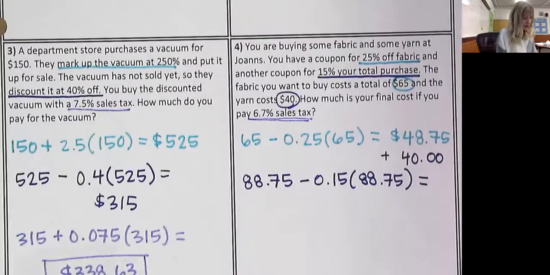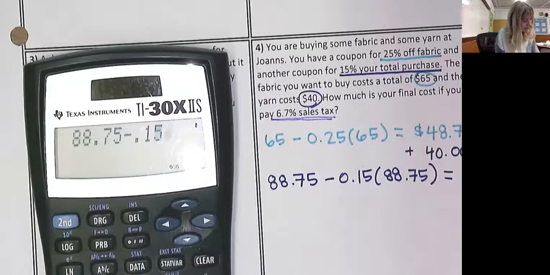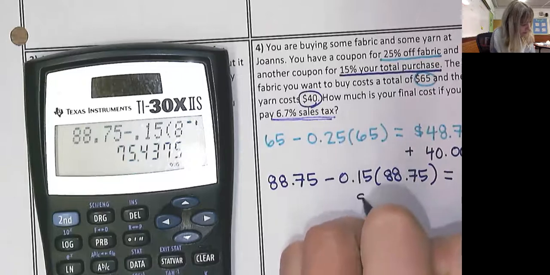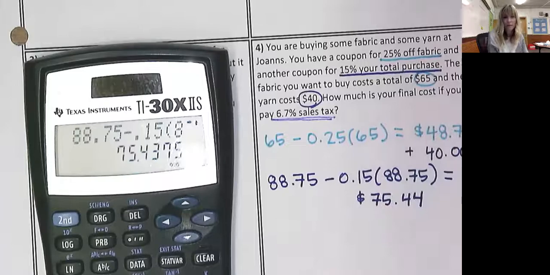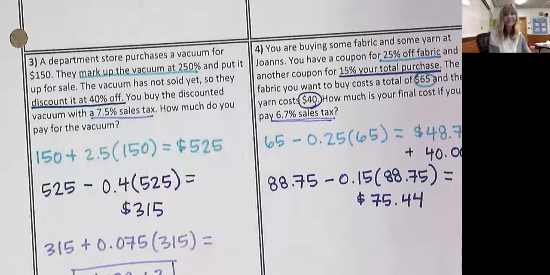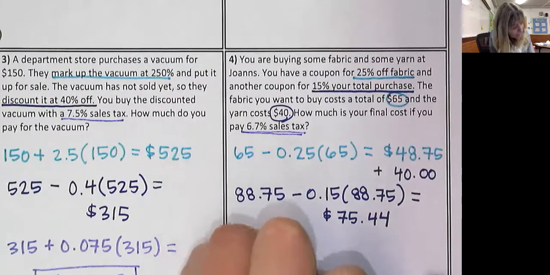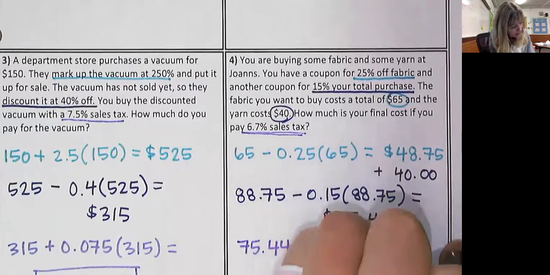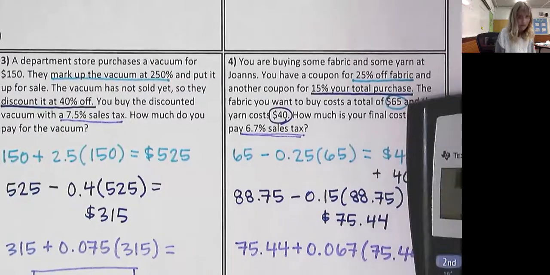Coupons at Joann's, man. They always work like this. All right, so I'm gonna have 88.75 minus 0.15 times 88.75. That gives me a new total of $75.44 is what that rounds to. And now what do I have to do? I have to pay tax on that new total. So 75.44 plus, taxes are addition, 0.067 times 75.44 equals, I don't know, let's find out.